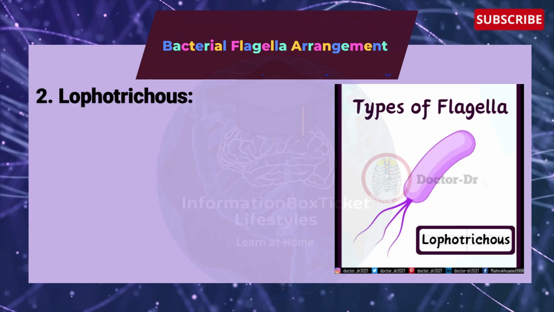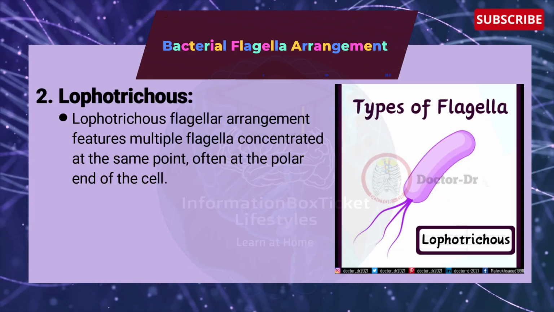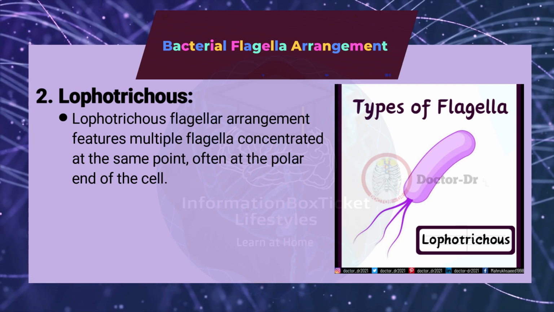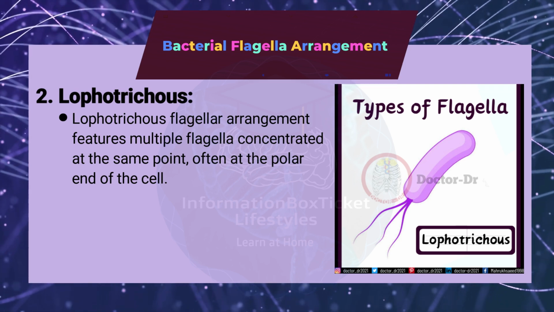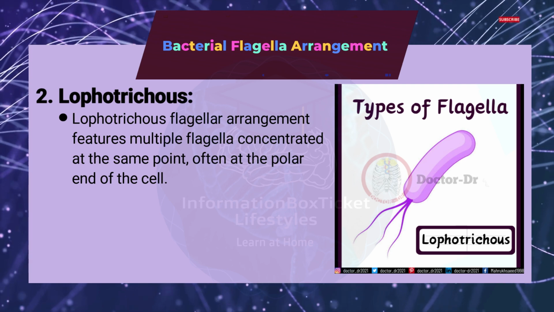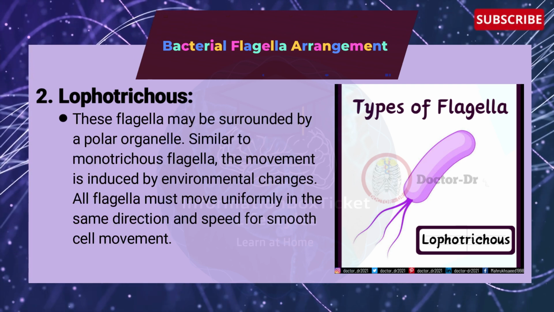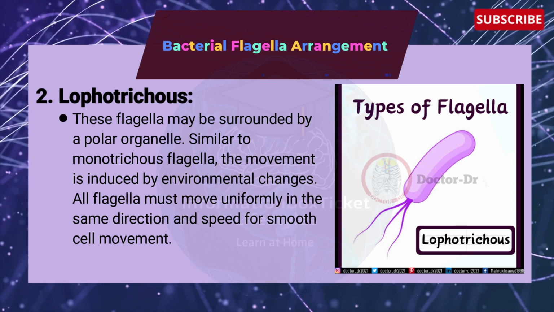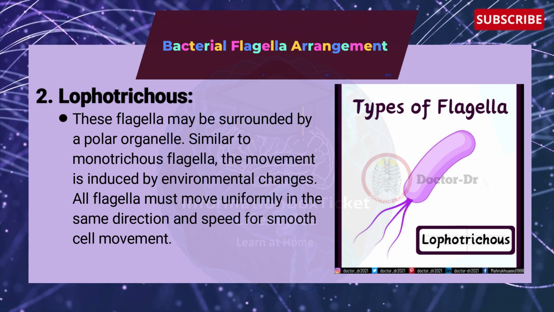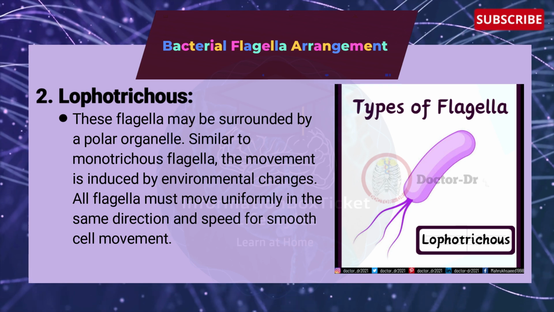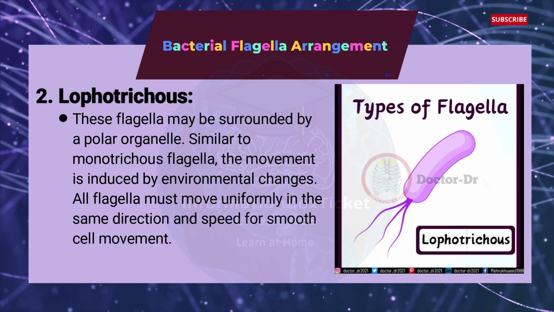Number 2. Lophotrichous. Lophotrichous flagella arrangement features multiple flagella concentrated at the same point, often at the polar end of the cell. These flagella may be surrounded by a polar organelle. Similar to monotrichous flagella, the movement is induced by environmental changes.